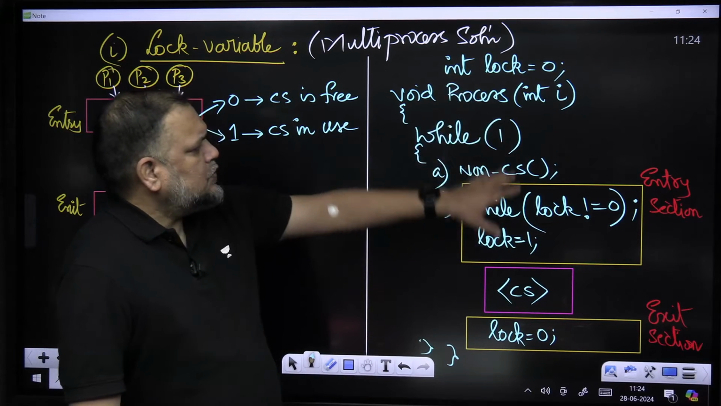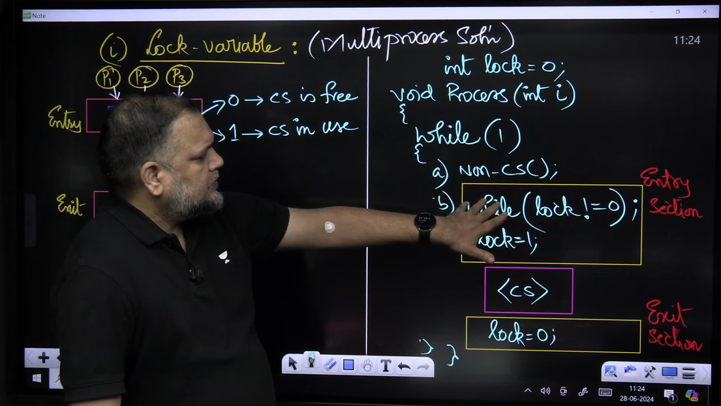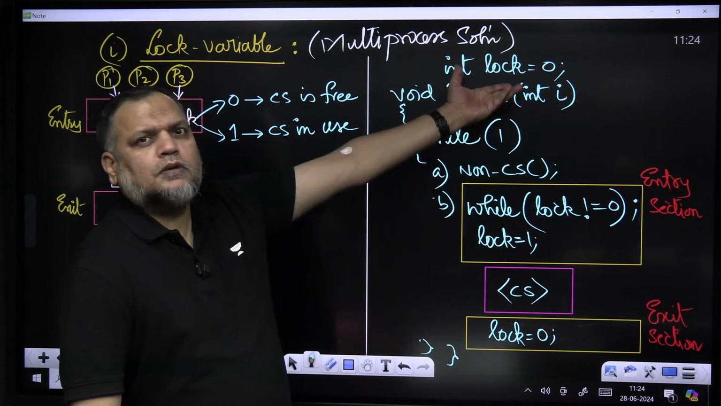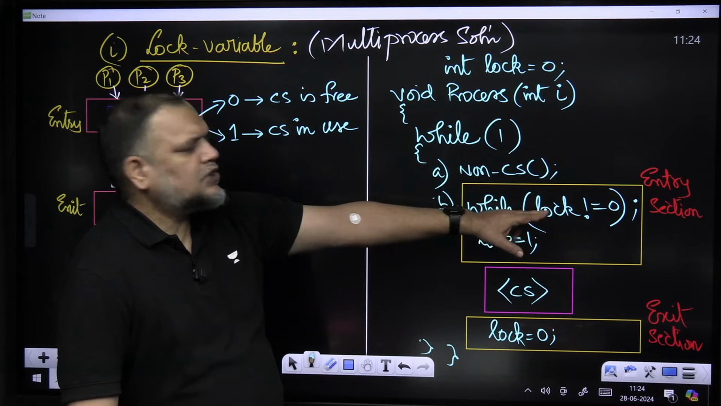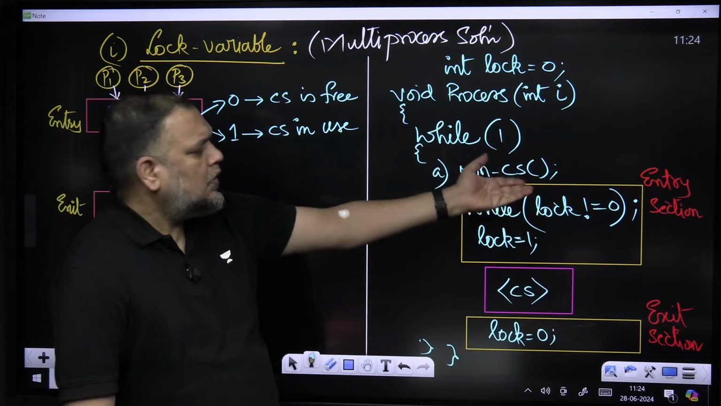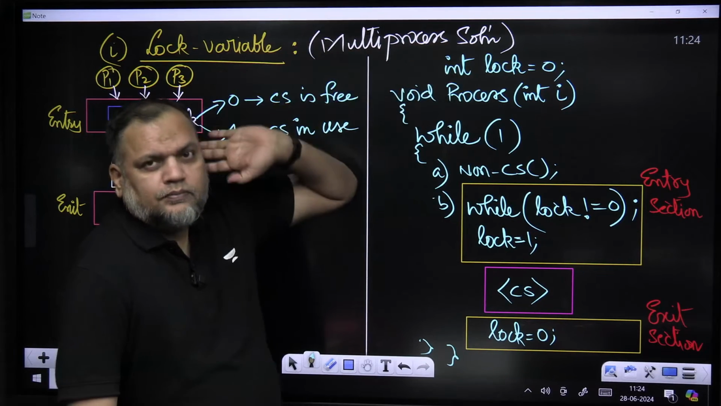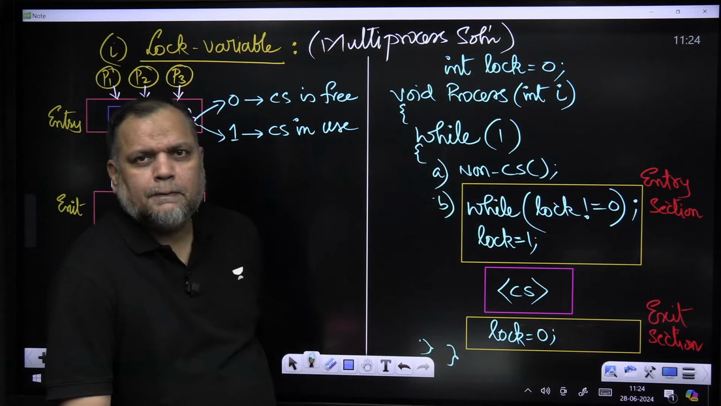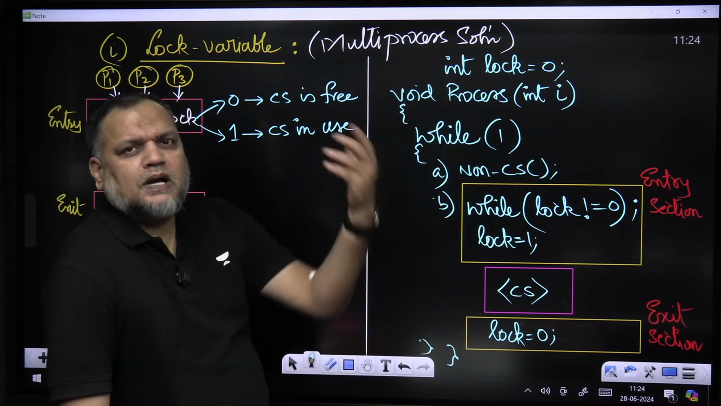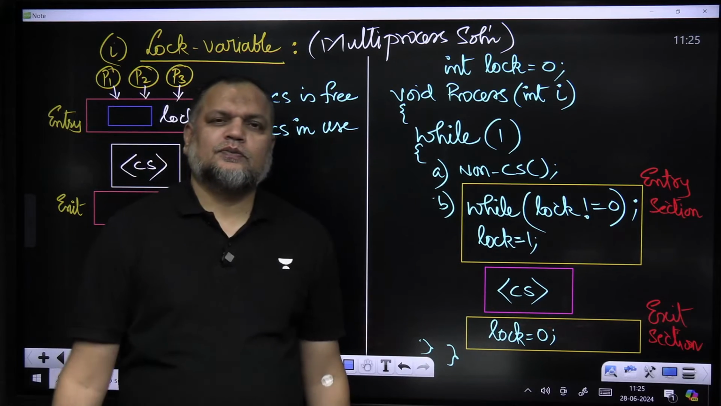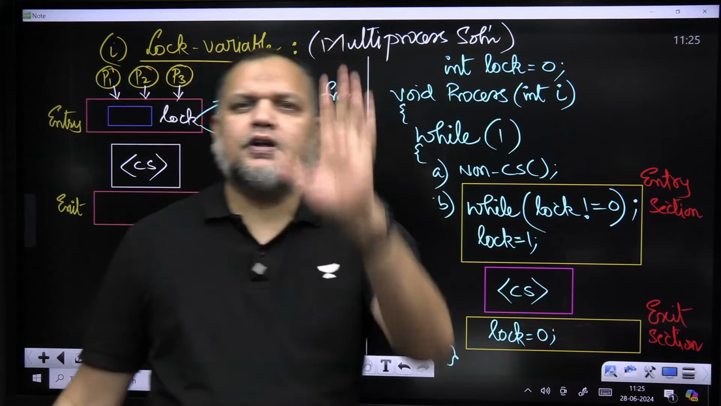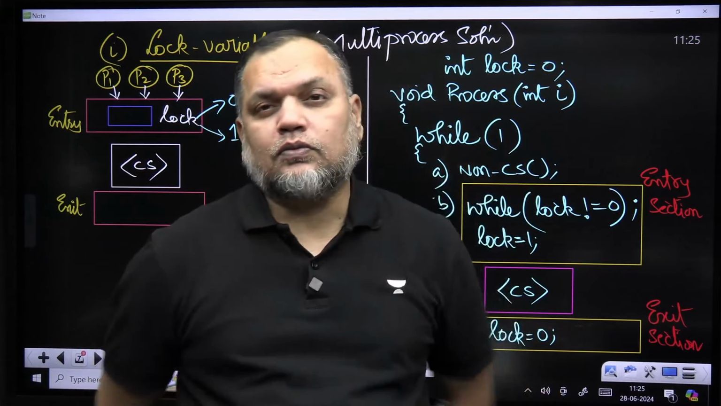I start with P2. P2 also starts. While lock is 0, still, because lock was not set to 1 by P1, lock is 0. P2 starts. While lock is not equal to 0, yes, it is not equal to 0. It will make lock 1, let us say. Lock has become 1 by whom? By P2. And then P2 enters the critical section. Physically P2 has entered the critical section. And that itself is wrong now.